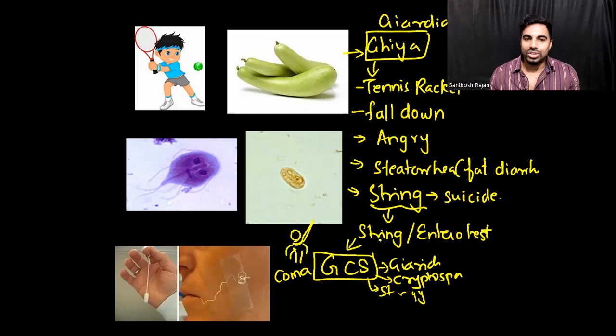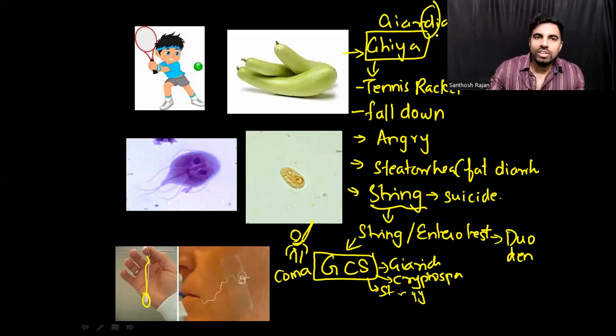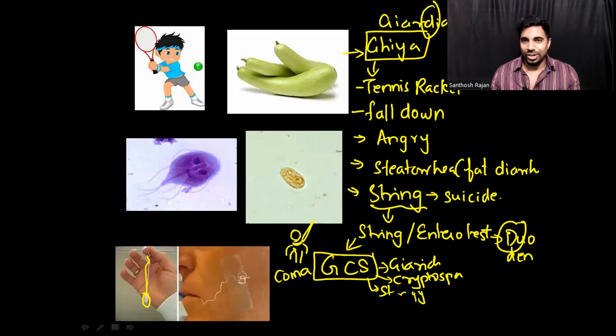So the string test will come for this. Now, the string test is basically this one. It is a gelatin capsule. You have to insert it inside. Till where? Till the duodenum. This is also a question they can ask. The string test will go till the duodenum. How to remember? In Giardia, look, there is a D. So D for duodenum. Giardia, D for duodenum, not jejunum, not ileum. Till duodenum only, not stomach also. So in Giardia, duodenum.